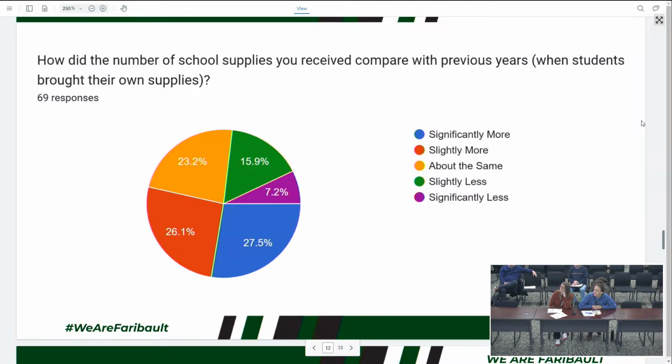This question asks about the quantity of supplies that were given to classroom teachers in this project. 54% said it was better than past supplies when kids brought them in. 23% said they were worse, and about 23% said they were about the same. So again, we had more say that it was better than they had come in within the past.